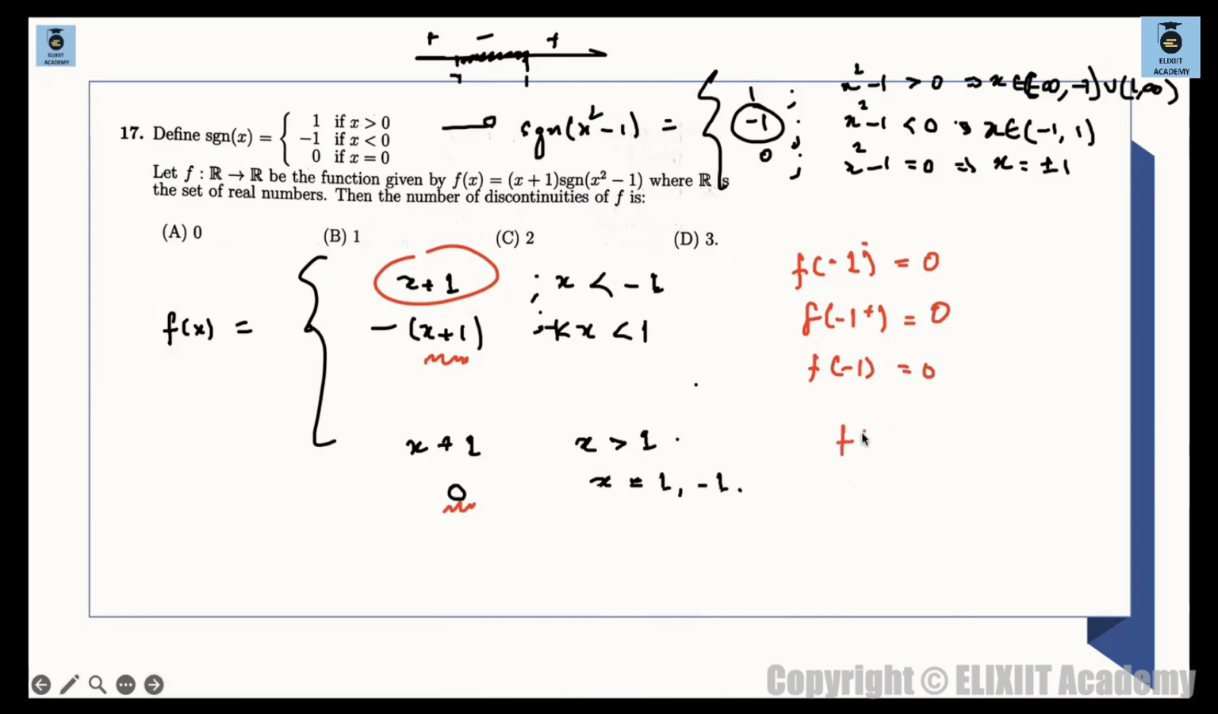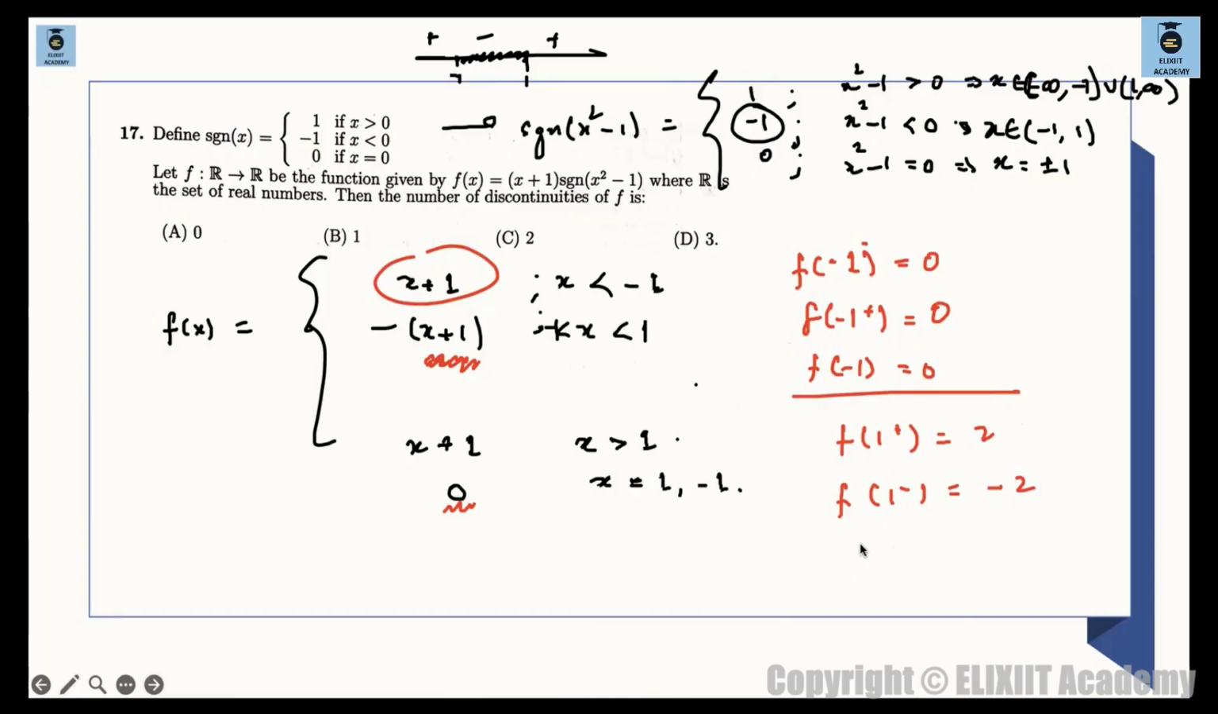Now we check for f of 1 plus. देखो 1 plus पे we'll consider which branch? 1 plus पे we'll consider the branch where x is more than 1, माने this branch. तो 1 plus पे 1 plus 1 2 है. ठीक है. और f of 1 minus पे क्या होगा? f of 1 minus पे slightly less than 1. तो 1 minus पे this branch we'll consider, है ना. तो ये तो minus 2 आ रहा है. चलो यही से फेल हो गया.